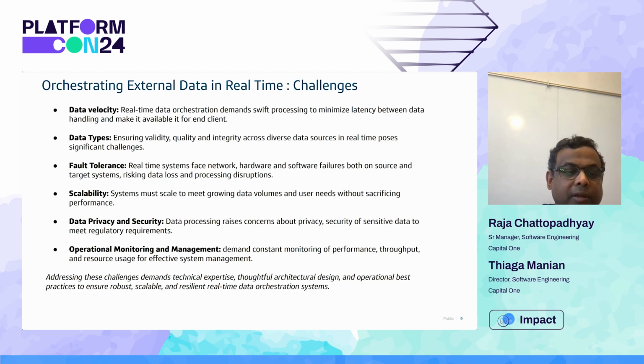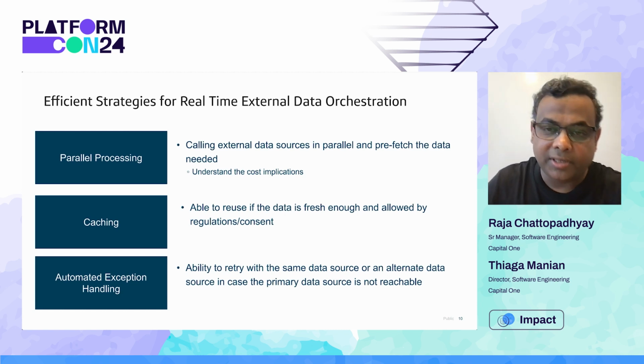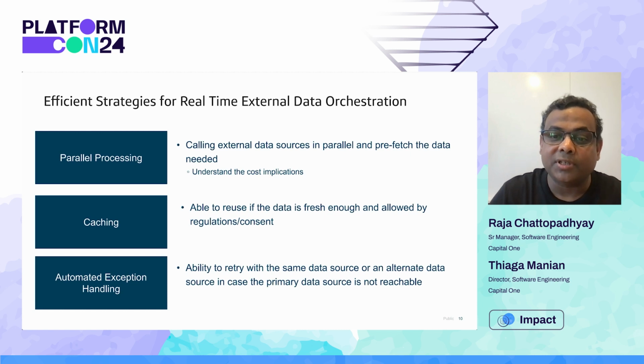So now I'll be covering the efficient strategies for real-time external data orchestration. The first thing that comes to mind is parallel processing. Processing one at a time may not be a good choice. Reason being, in most of the scenarios, there will be a time limit to make a financial decision, and in order to achieve it, we need to do that in parallel, in a fan out, so that we can go to the different vendors at the same point, get that data, construct that report, and return it back.